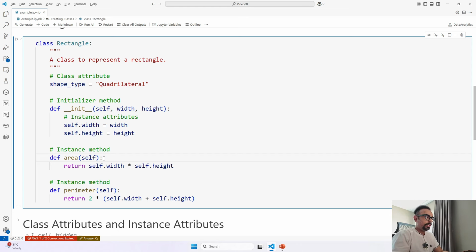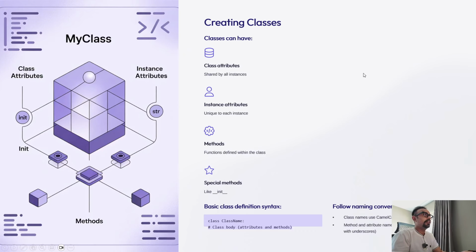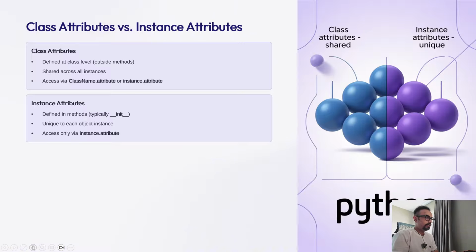This is how you create a well-structured class, where you have your class name, class attributes, instance attributes, methods, and special methods, that is init. You also have to follow the convention of using camel case for the class name and snake case, that is lowercase with underscores, for the method names that you define. Now let's go ahead and talk more about class attributes versus instance attributes.